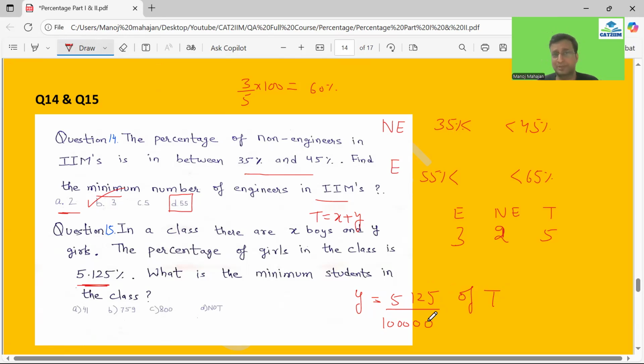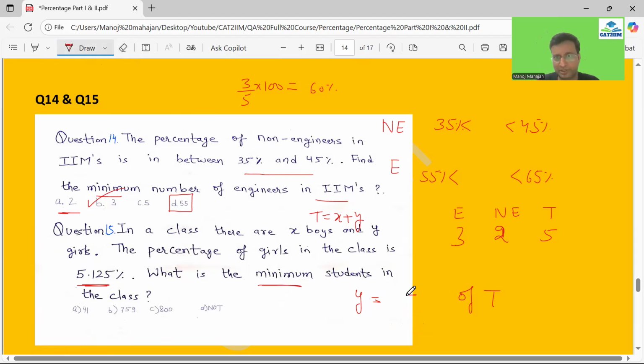Now you have to simplify because they're talking about the minimum students in the class. So we have to get T minimum. So this has to be simplified using the number system concept. The numbers are divisible by 5, you can see. So you can first start with dividing by 5 and keep simplifying as long as it can be done. But I would look at one trick, as I taught you a lot of fractions in the percentage one class. So what was given to us was 5.125%.